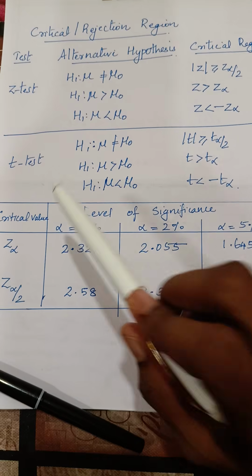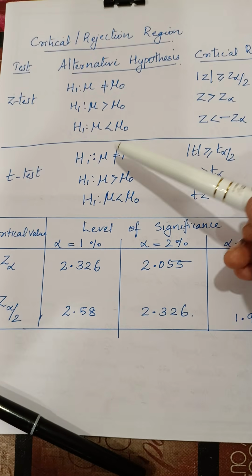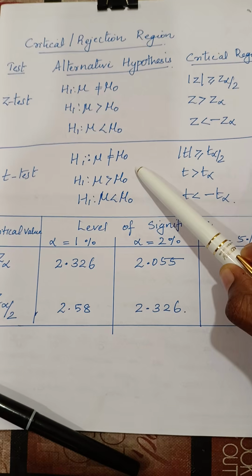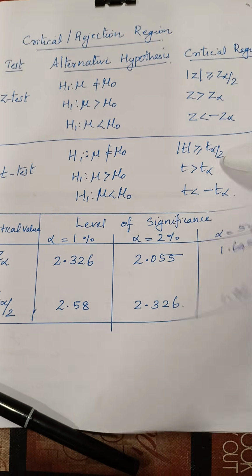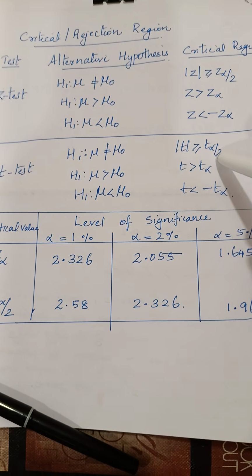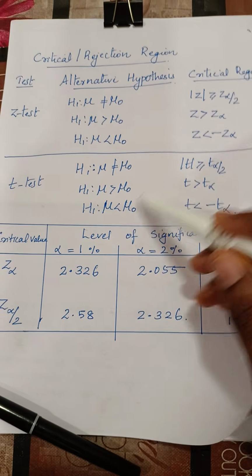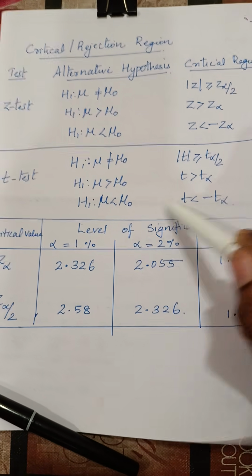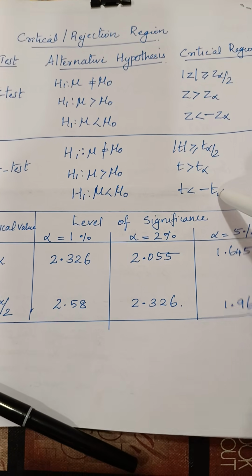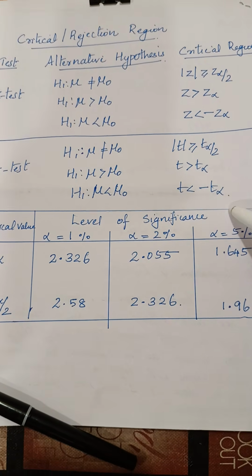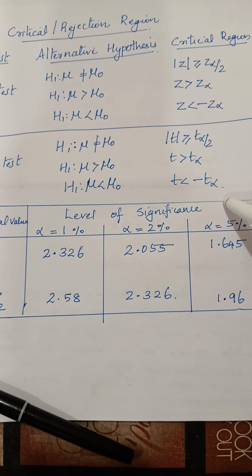And if we are conducting the t test, then if H1: mu not equal to mu naught is your alternative hypothesis, then modulus t greater than or equal to t alpha by 2 will be your rejection region, and if H1: mu greater than mu naught, then t greater than t alpha will be your rejection region, and if H1: mu less than mu naught, then t less than minus t alpha will be your rejection region.